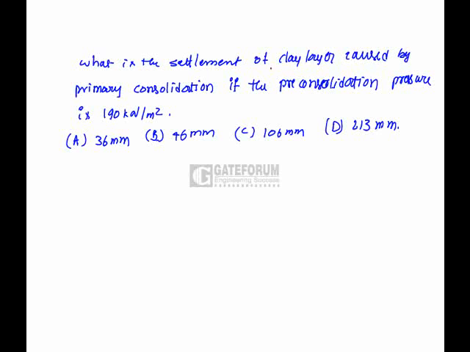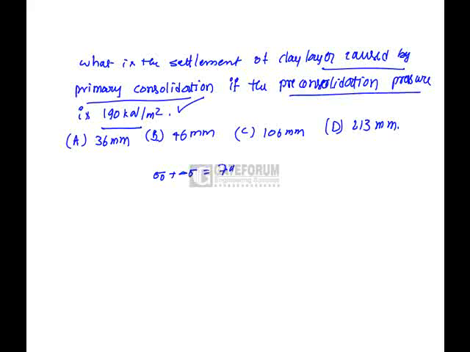The question is, what is the settlement of the clay layer caused by primary consolidation? So we have to find out the settlement caused by the primary consolidation. The pre-consolidation pressure is given as 190 kilonewton per square meter. So which formula has to be used for finding out the settlement? We know sigma naught plus delta sigma, that is 79.14 plus 100 from the previous question, 179.14, that is less than 190 kilonewtons per square meter, the pre-consolidation pressure.